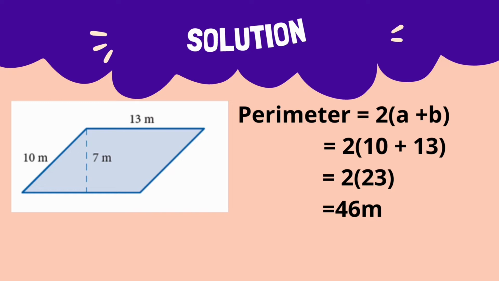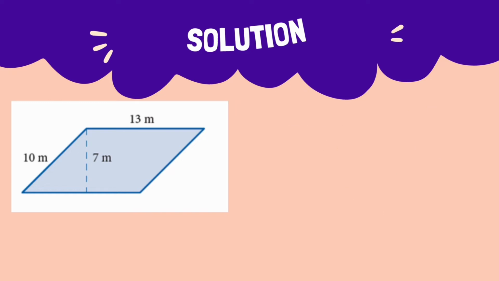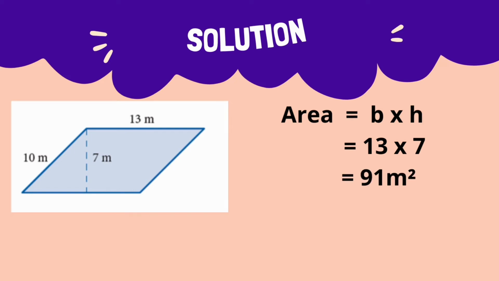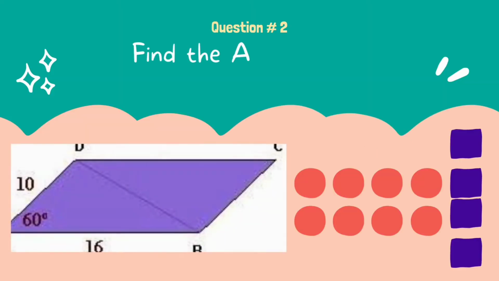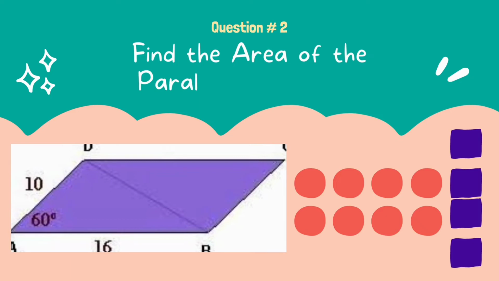The next thing we are going to do is to find the area of the parallelogram. The area of the parallelogram will be the breadth times the height. The breadth of the parallelogram is the base, which is 13, times the height, which is 7. So you get the answer.